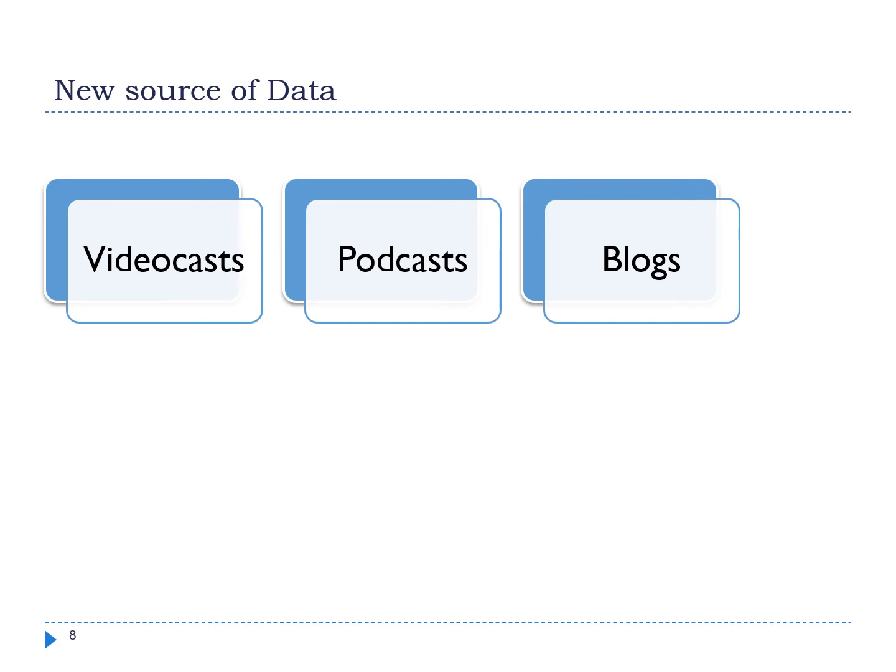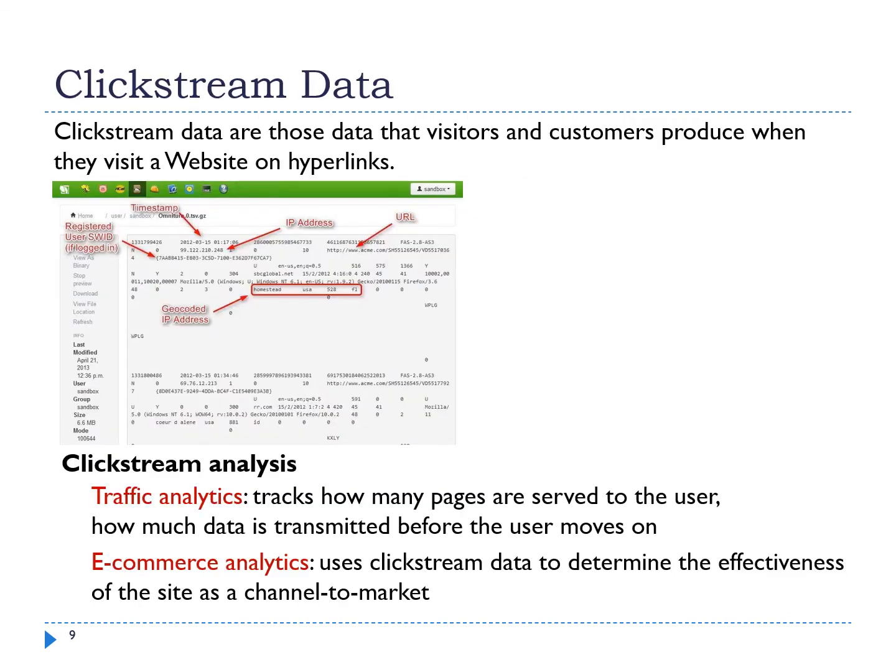The next problem is new sources of data, such as videocasts, blogs, and podcasts. This data is difficult to store in a traditional database and needs to be managed in a proper way. Data also comes from the web in the form of clickstream data. Clickstream data are those data that visitors and customers produce when they visit a website or click on hyperlinks.